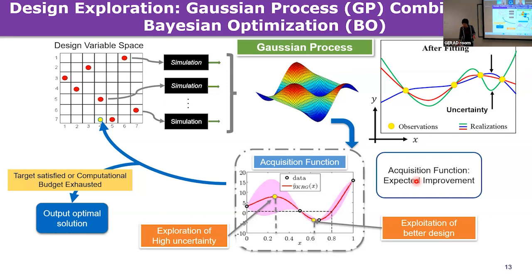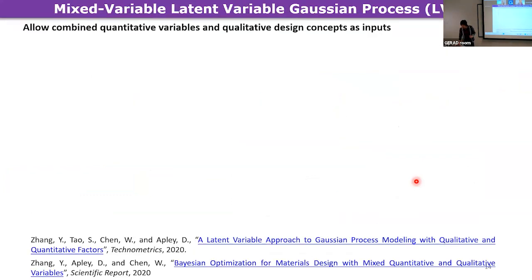But the challenge here is we need to create a GP model which can capture the inputs, and some of them are categorical. So we developed this method, LVGP, first published in 2020 in Technometrics, which is a statistical journal. And later on in Scientific Reports, we showed 3 material design examples. So let me give you some idea of what is behind this approach.